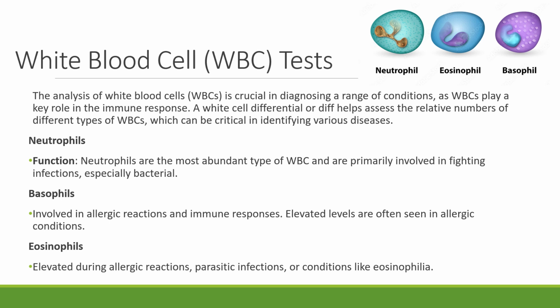Neutrophils are the most abundant type of WBC and are primarily involved in fighting infections, especially bacterial. Basophils are involved in allergic reactions and immune responses. Elevated levels are often seen in allergic conditions. Eosinophils are elevated during allergic reactions, parasitic infections, or conditions like eosinophilia.